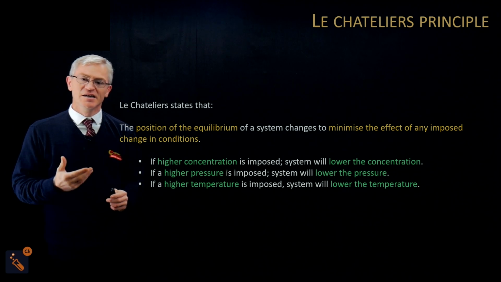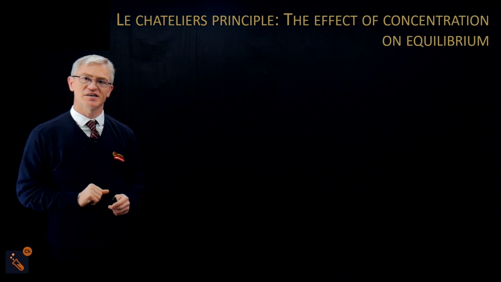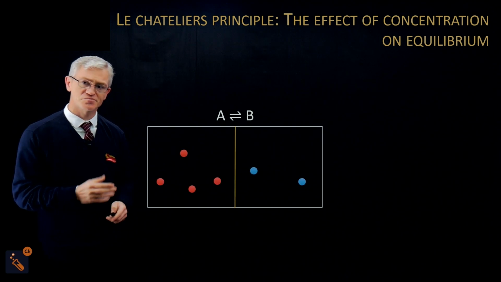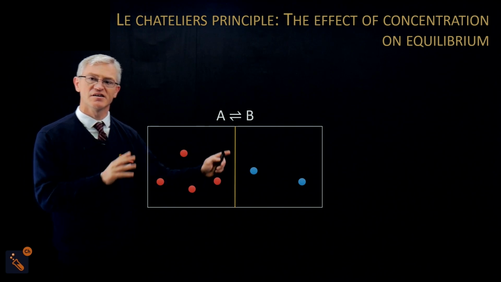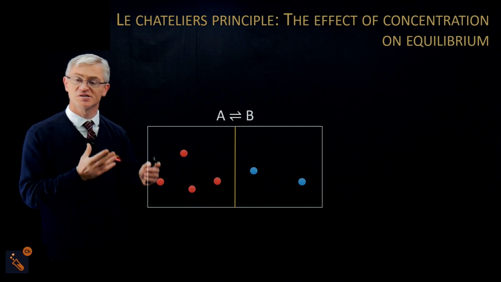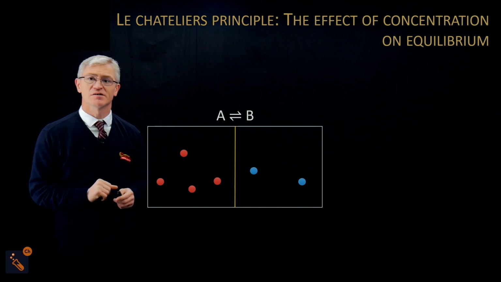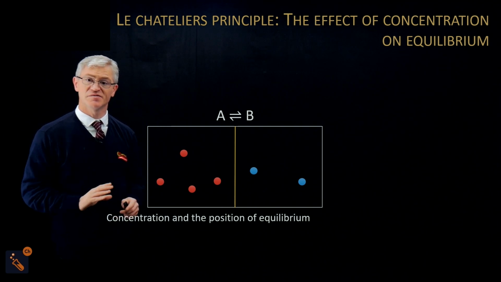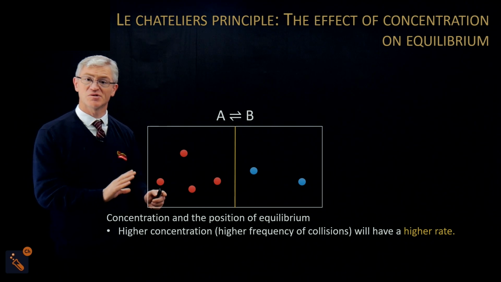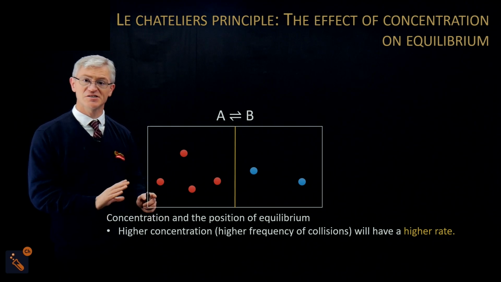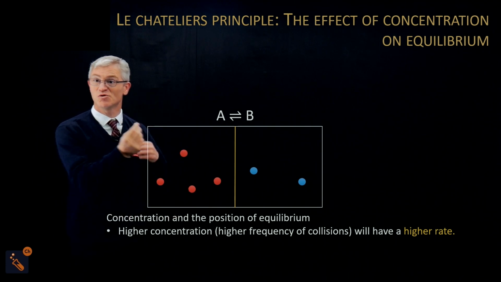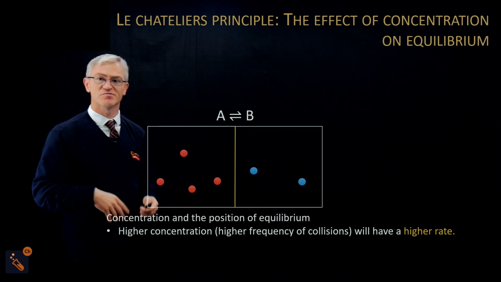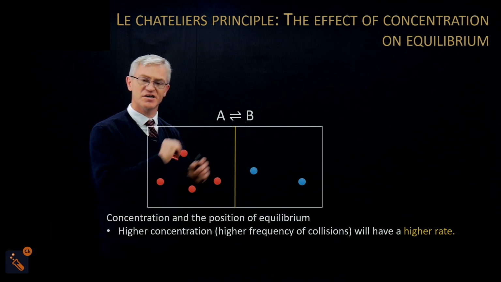Now let's look at the effect of concentration on equilibrium and put it into more of a picture format. Here you have 4 particles on the left, which is your A in red, and 2 particles on the right, which is your B, your product. The position of equilibrium means you will have a higher frequency of collisions on the side with more particles. There are more particles here, so there's more chance of them colliding. A higher frequency means a higher rate in that direction.